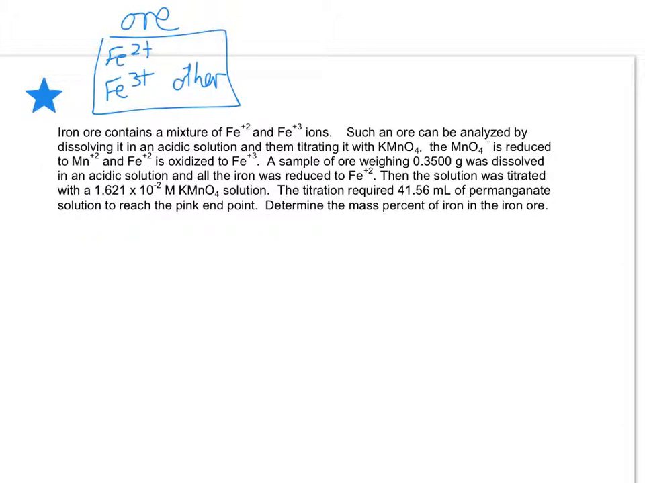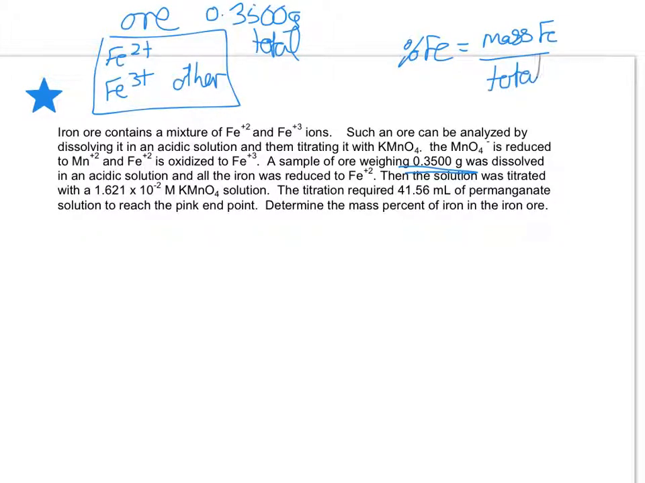We know that it has a total of 0.350 grams total. That's our ore with all the impurities and everything. And we're looking for percent Fe in it. Okay, so percent Fe, if I want percent of anything, that's going to be mass of that substance, so in this case, mass of the iron, divided by the total mass, and then times 100%.